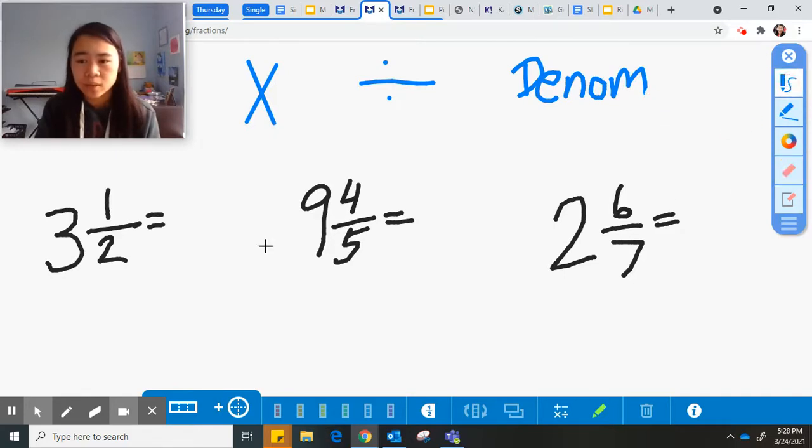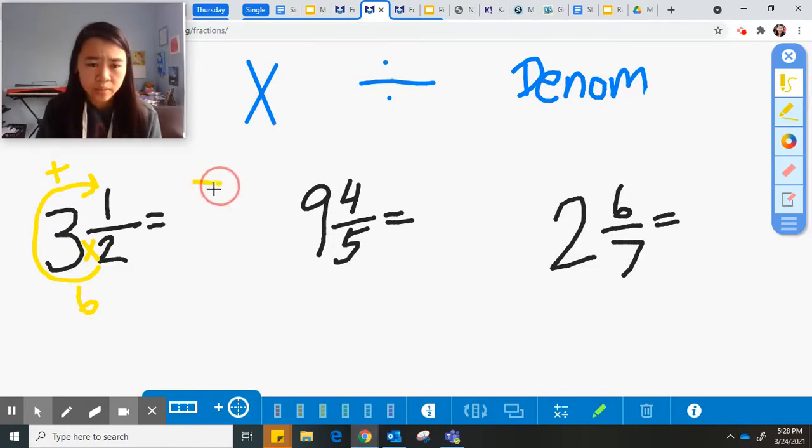Okay, so around the world looks like this. We're going to start right here and we're going to go around the world. So starting down here, we're going to multiply our whole number with our denominator. 3 times 2, we get 6. And then we're going to add our numerator. We're going to add this 1. So 6 plus 1 is 7. Not a whole number 7, though. 7 is on top, and then we're going to keep this denominator the same. Our denominator was 2, so we're going to keep the 2.